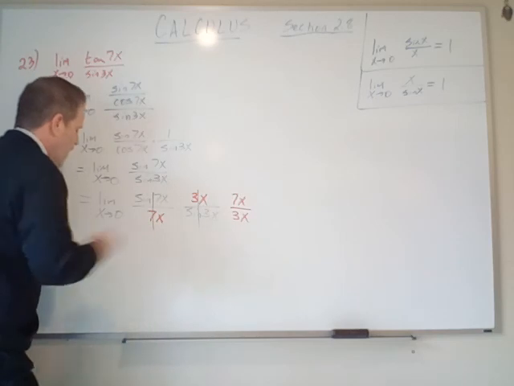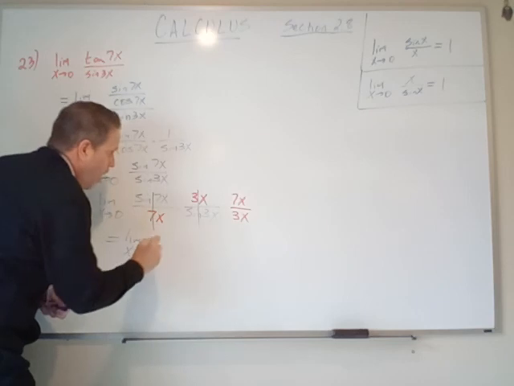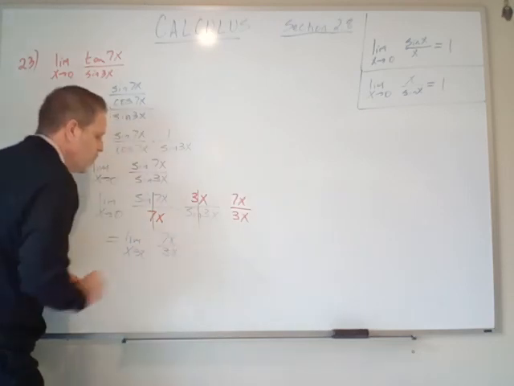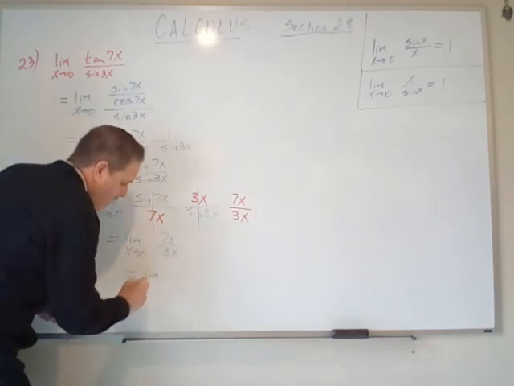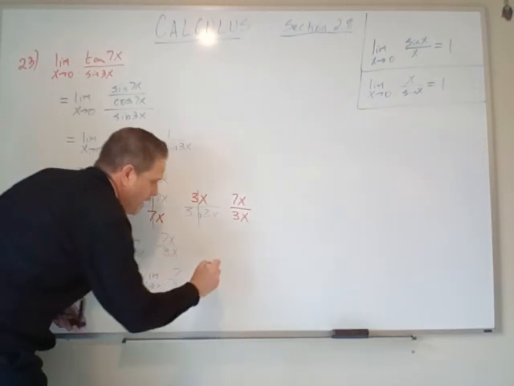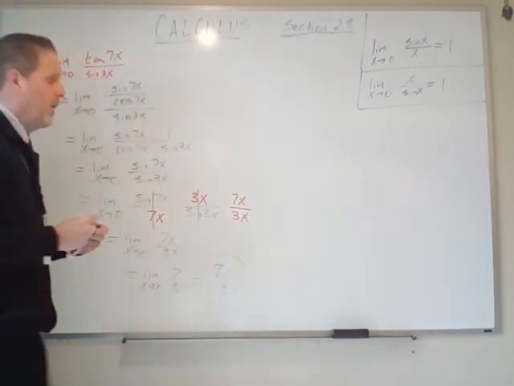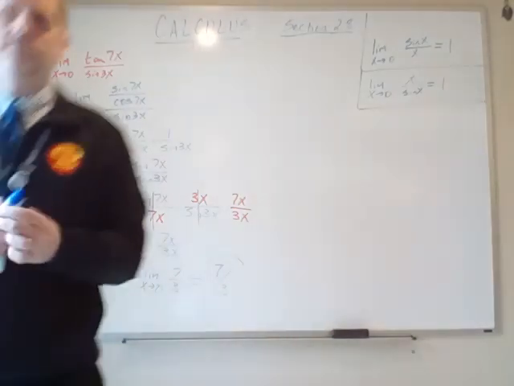So we're left with then our limit as x approaches 0 of 7x over 3x, which means we can cancel the x's. So we've got the limit as x approaches 0 of 7 over 3, and the limit of a constant is a constant. So our answer here is 7/3. Okay.